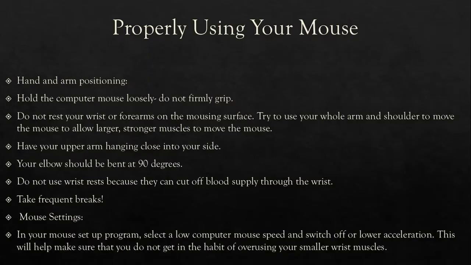What is the proper way of using a mouse? See here, hand and arm position should be in a uniform way. Hold the computer mouse loosely. Do not firm grip. Do not rest your wrist or forearm on the mousing surface. Try to use your whole arm and shoulder to move the mouse, to allow larger, stronger muscles to move the mouse. Have your upper arm hanging close into your side. Your elbow should be bent at 90 degrees. Do not use a wrist rest because it can cut off blood supply through the wrist.